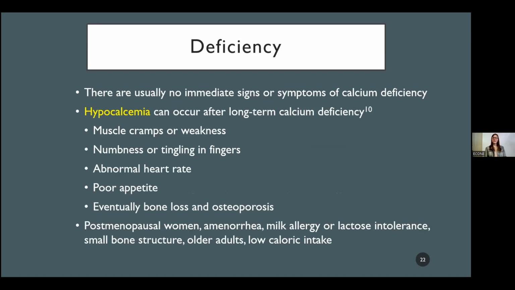So now we'll move on to deficiency. If you're not getting enough calcium, there are usually no immediate signs or symptoms of calcium deficiency, so it's not a huge issue right away. You can eventually develop hypocalcemia, which can occur after a long term of calcium deficiency or simply just not eating enough calcium. So this can cause muscle cramps or weakness, numbness or tingling in fingers, abnormal heart rate or appetite, and then eventually it will lead to bone loss and osteoporosis. But this is after not consuming enough calcium or being deficient after a very long term. So it's definitely a chronic issue.